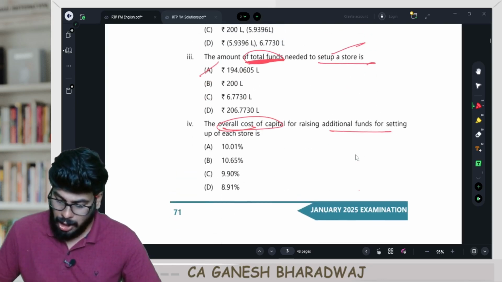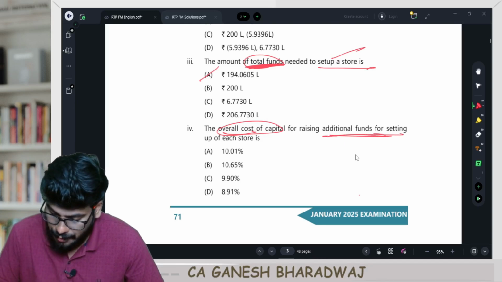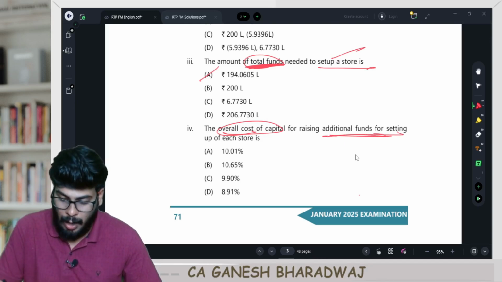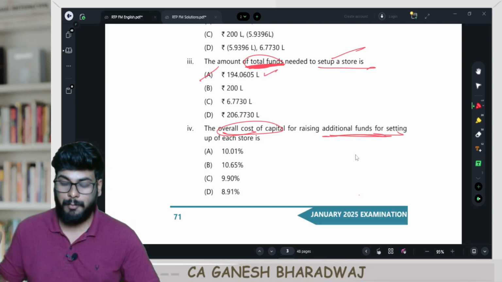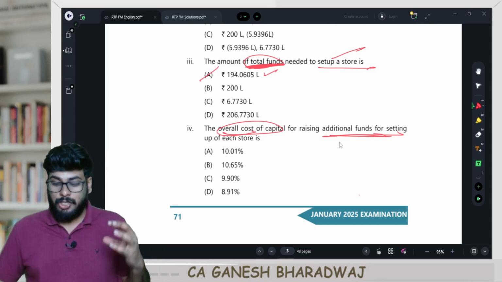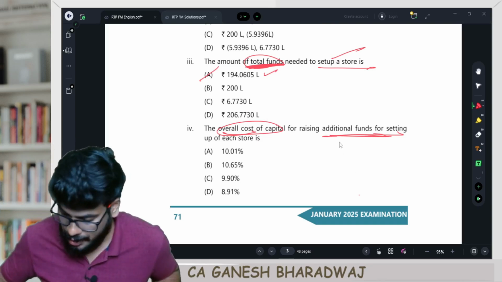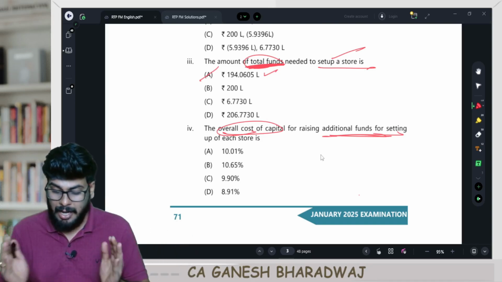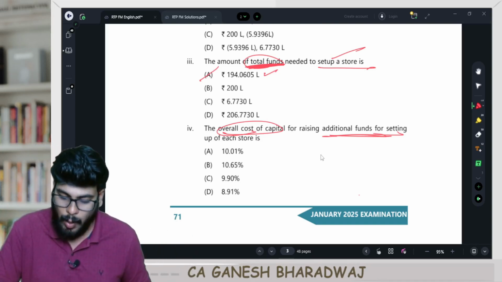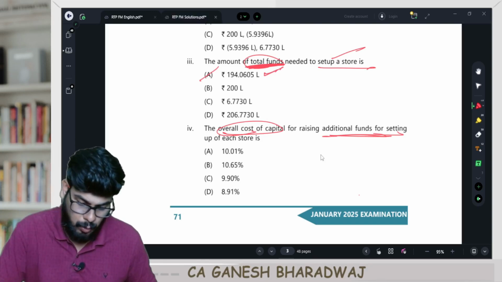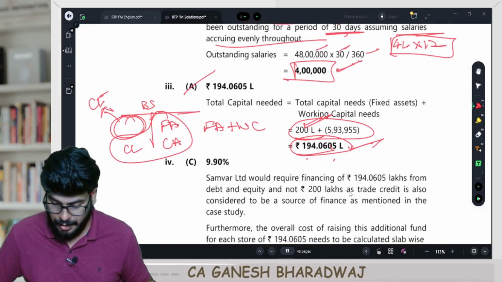The overall cost of capital for raising these additional funds for setting up each store. So now I need to raise how much? 194.0605 lakhs, right? So what is the overall cost of capital for me to raise this extra 194.0605 lakhs? This is what they've asked. Guys, very, very interesting calculation.